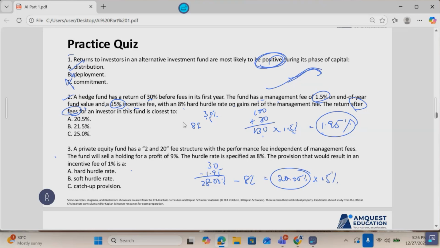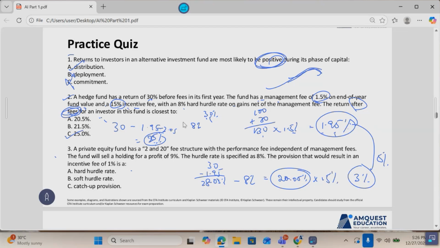So I am paying around 3% incentive fees plus 1.95% cost. So how much am I effectively paying? Almost 5%, right? 5% is my total fees. That means my return from 30%, if I remove 1.95 and remove 3, I will get 25%. So the answer is C. Here, all I have to do is compute the amount of 1.5% at the year end, then remove the hard hurdle rate and go to the total.